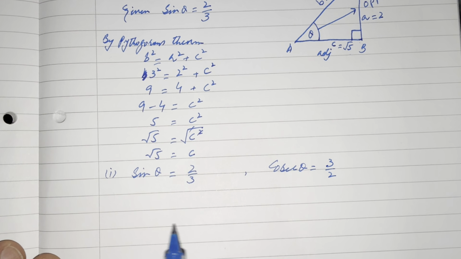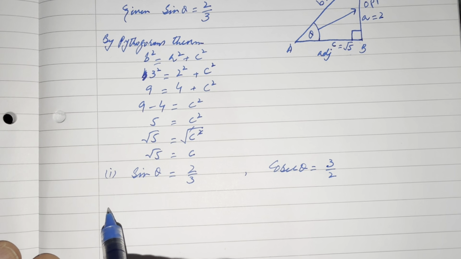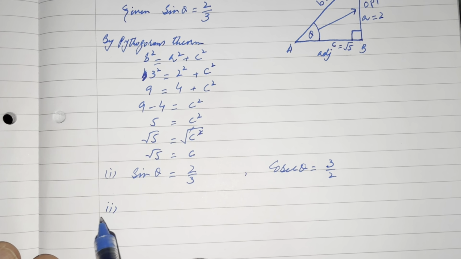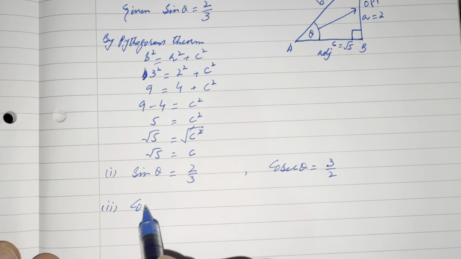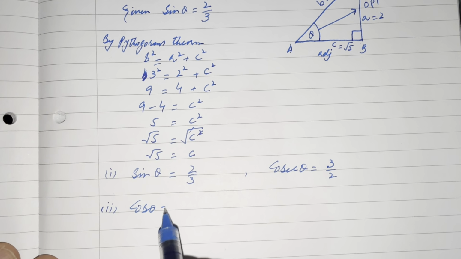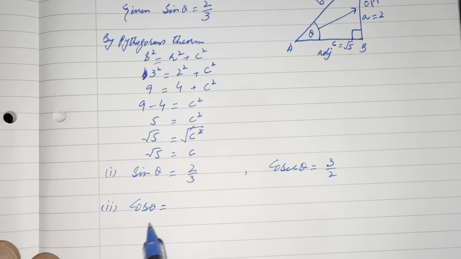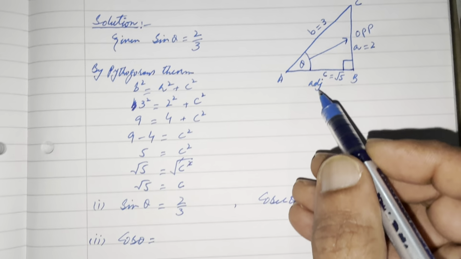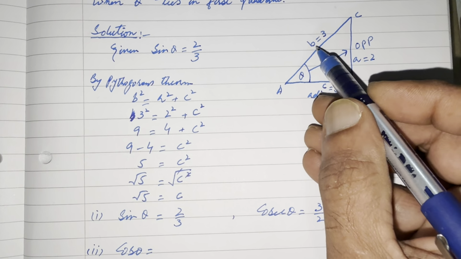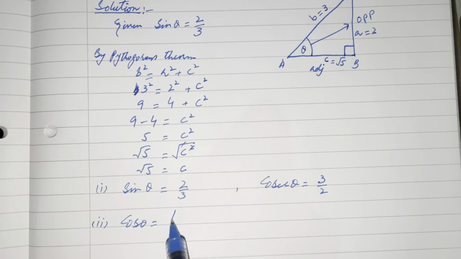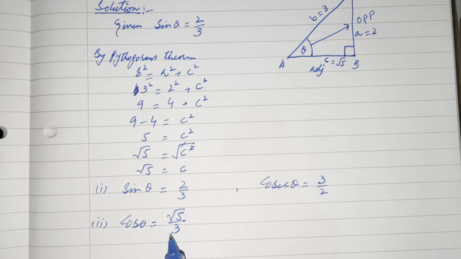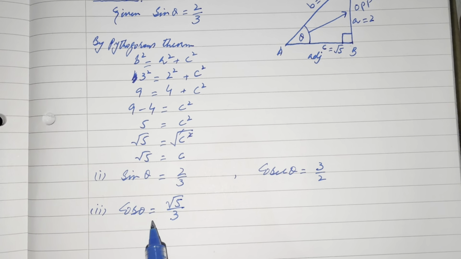Now we have to find the second ratio as cos theta. That will be equal to adjacent side over hypotenuse. So adjacent side is √5, and the hypotenuse is 3. So we can say that under root 5 divided by 3.